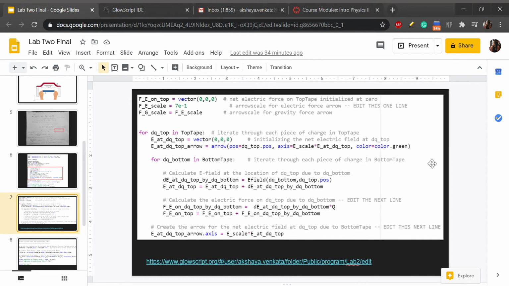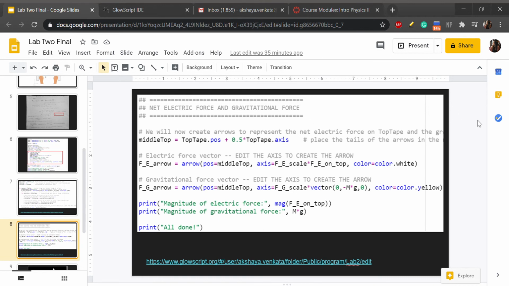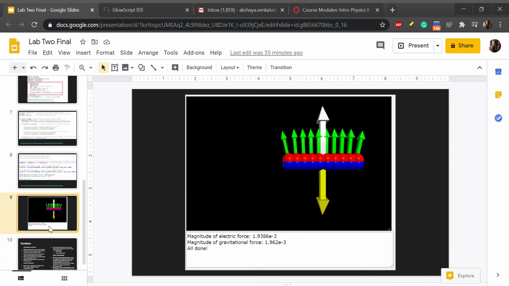And then later on in the code, this is the calculation for the overall electric field. This will calculate the electric field of the top tape onto the bottom tape, and then the bottom tape onto the top tape. And then it's going to calculate the electric force at those points as well. Okay, and then this is going to plot the electric force and the gravitational force on the diagram, and when you go to the code and you run it, you end up with this diagram right here.